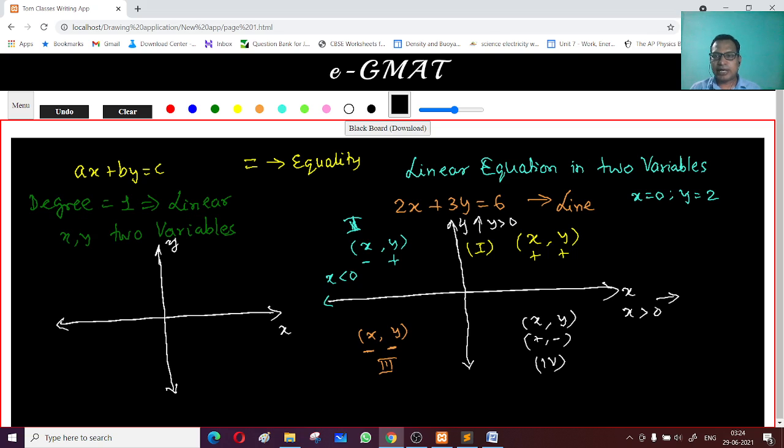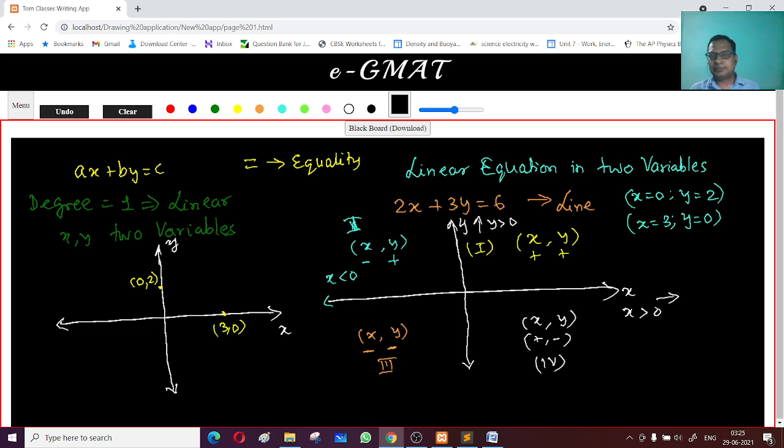Now in the second step, I am going to put y equal to 0, and I get x equal to 3. So I got 2 points, 0 comma 2 and 3 comma 0. Let me plot these 2 points. Let this point be 3 comma 0, and this point will be 0 comma 2, which is relatively closer here. So I got these 2 points.